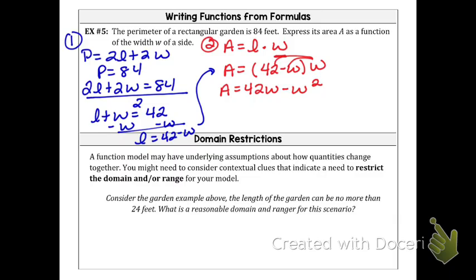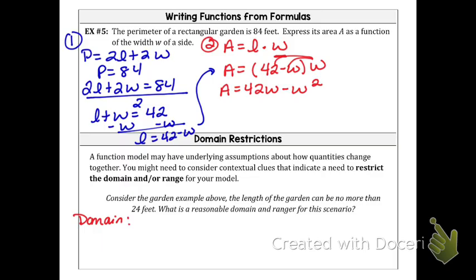All right, domain restrictions. It says a function model may have underlying assumptions about how quantities change together. You might need to consider contextual clues that indicate a need to restrict the domain and or the range for your model. Consider the garden example above. The length of the garden can be no more than 24 feet. What is a reasonable domain and range for this scenario? All right, well, the domain can be no more than 24 feet. I'm sorry, the length can be no more than 24 feet.